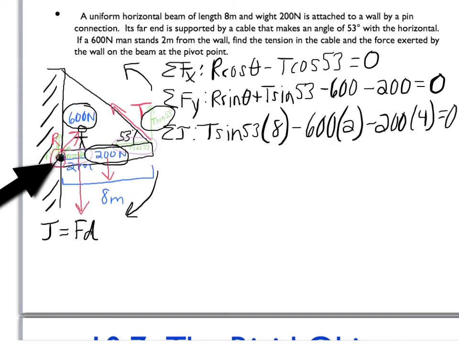We now have all three of our equations set up. If you'd like to pause the video and see if you can utilize your algebra skills to solve this, go ahead and pause it now. I'll run through a few brief things here to show you what that solution would be.